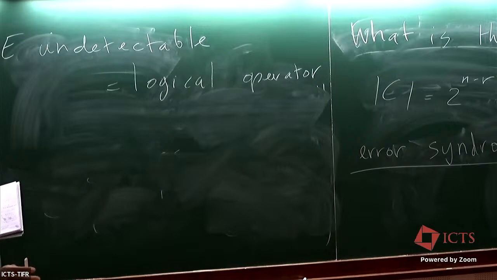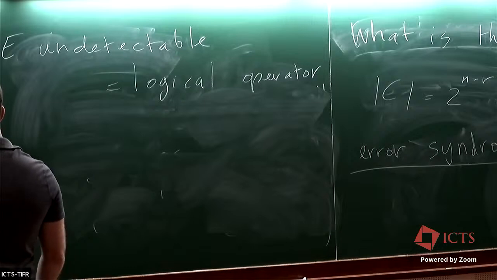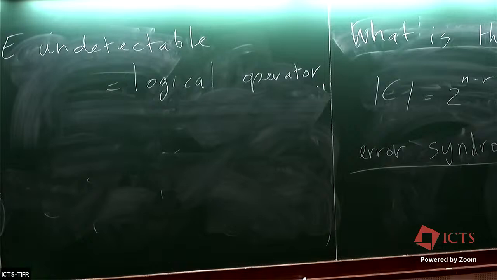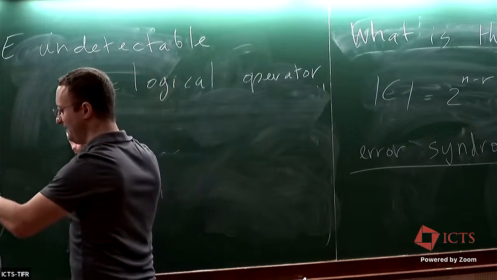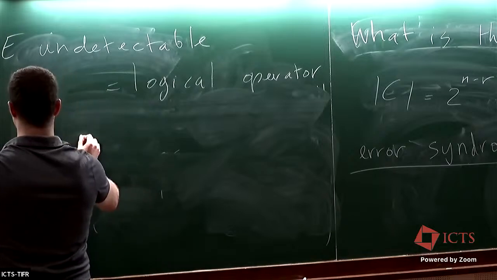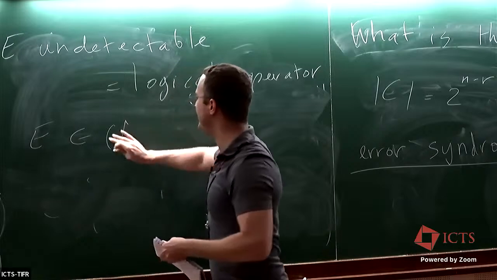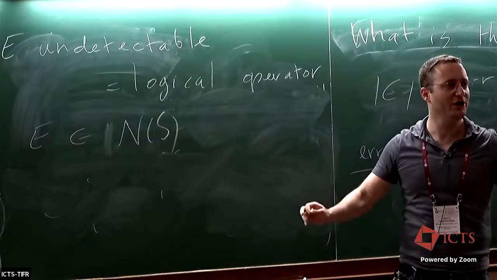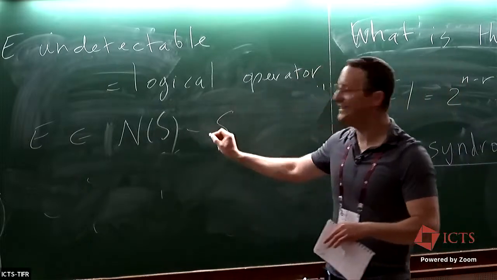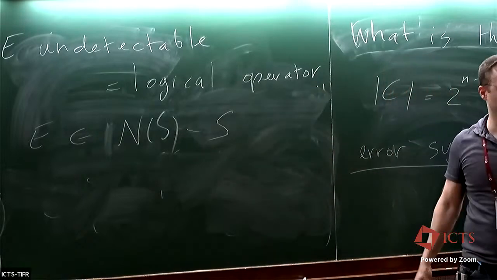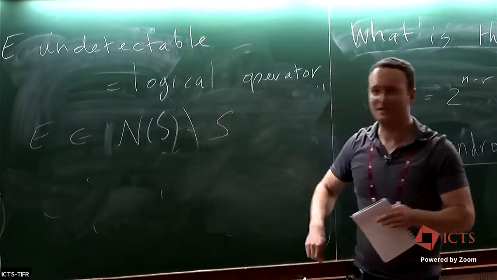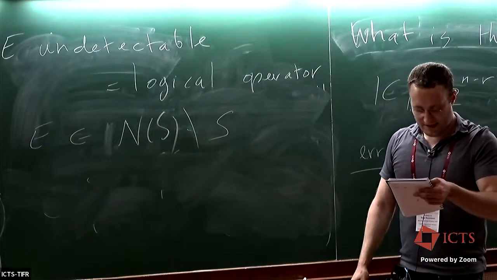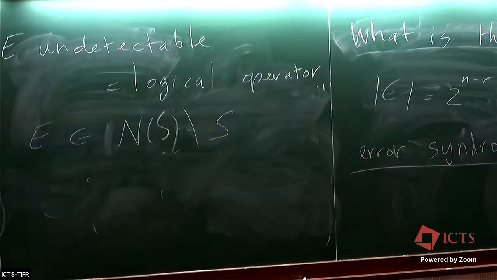And now we get a nice picture. First of all, we can define a new concept, which is the distance. But before that, what do we call this kind of operator mathematically? We say that E is an element of the normalizer of S. Normalizer of S in this case means that it commutes with all stabilizers, but it's not a stabilizer. This is the way we write it. Sometimes this is written slash. Good. And now we can define the distance of a code.